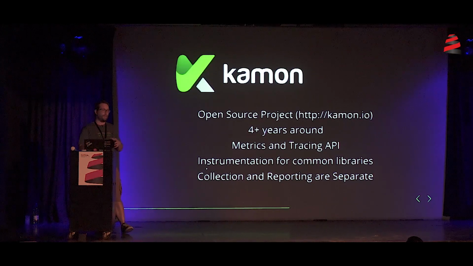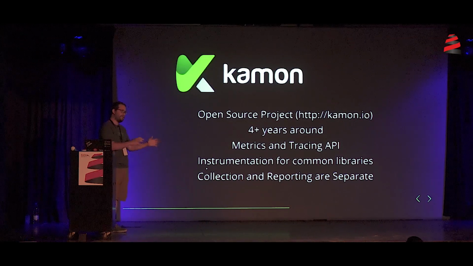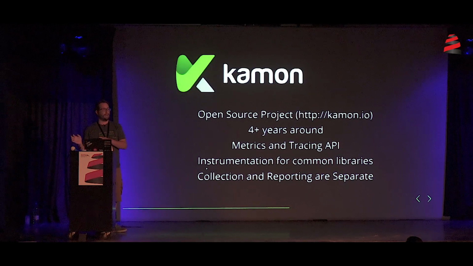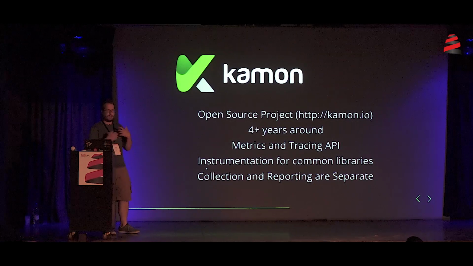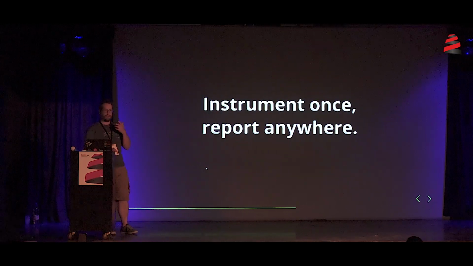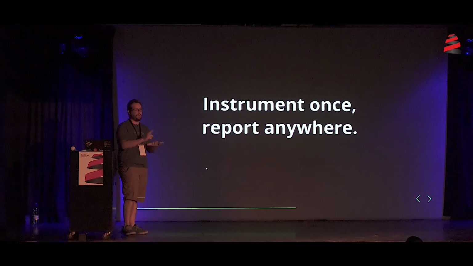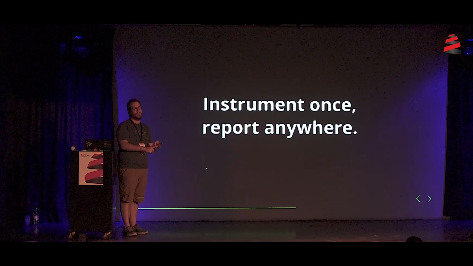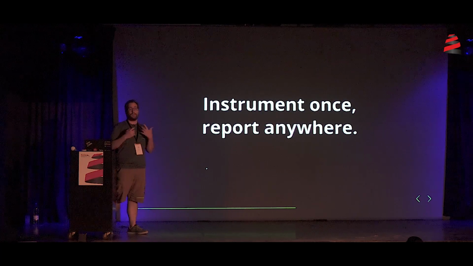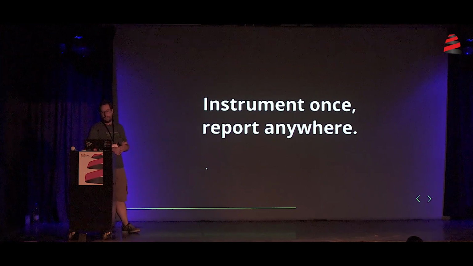And it has a separate API for collecting metrics and for reporting metrics to the backend. So when you start recording metrics with Kamon, you are not tied to one specific backend. You instrument once, you start recording your things, your traces, your metrics, whatever, with Kamon, and then you can report to Datadog, to New Relic, to StatsD, to Prometheus, to whatever thing you want. You can write your own reporter if you want.